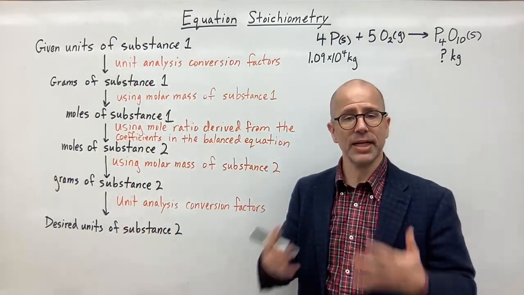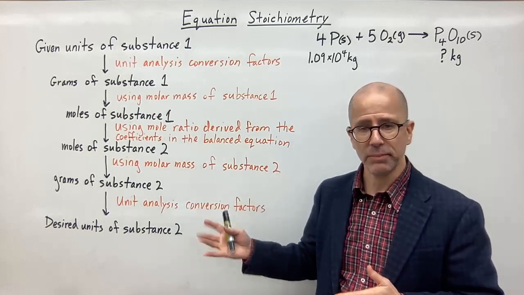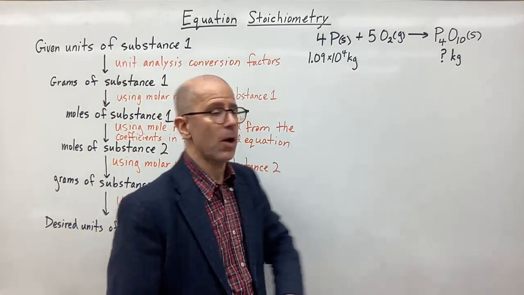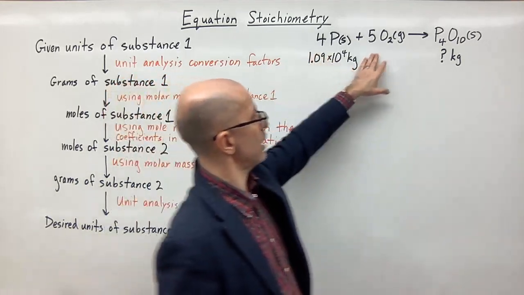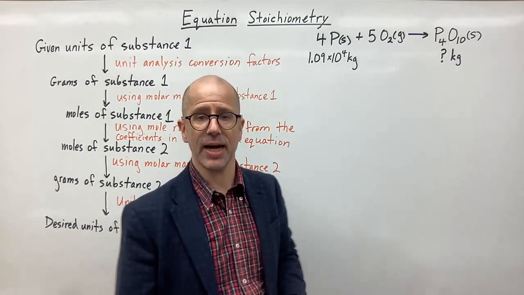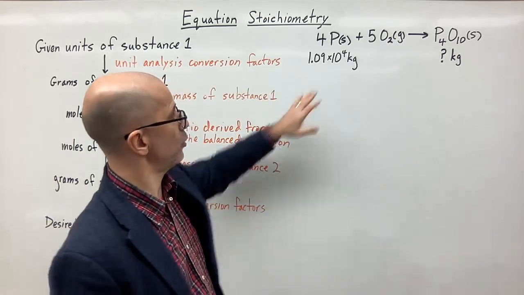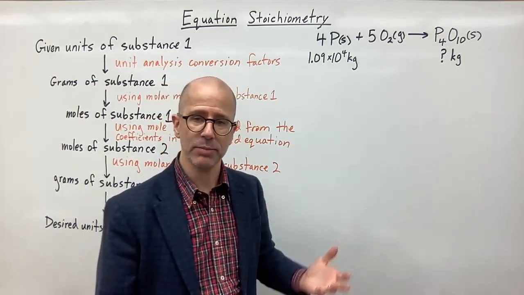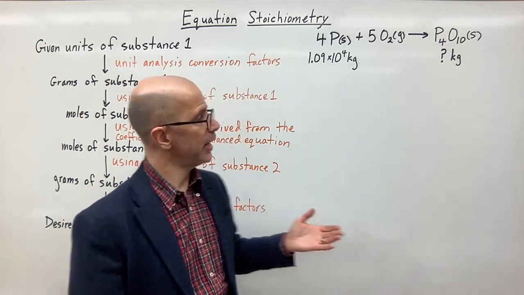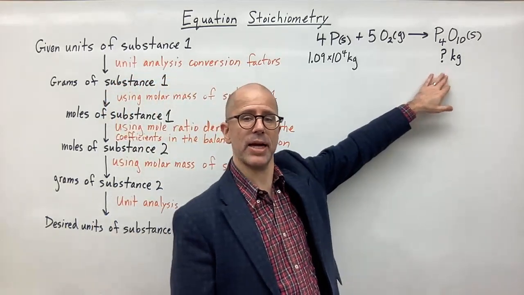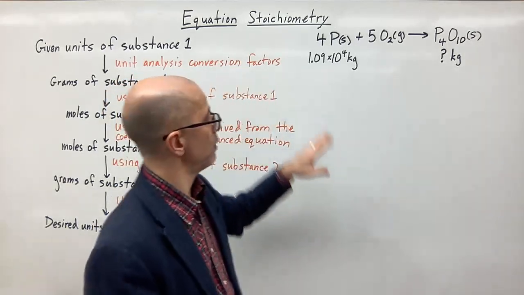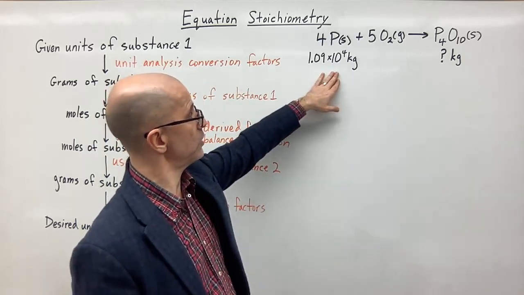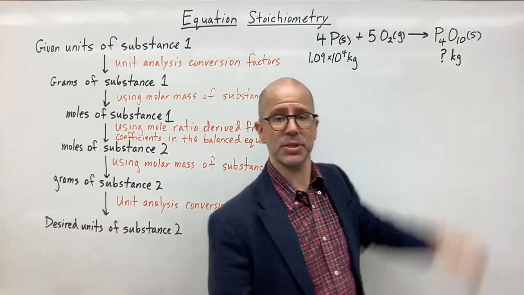So now I'm going to give you an example of how to use this roadmap. Here I have this balanced equation where phosphorus reacts with oxygen to give me tetraphosphorus decoxide. In this problem, they're giving me 1.09 times 10 to the 4 kilograms of phosphorus, and they want to know how many kilograms maximum I can get from this amount of phosphorus. They're giving me kilograms of one thing, and I need to get the kilograms of the other thing.